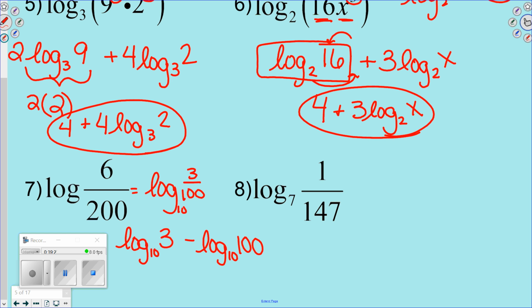The first one I'm asking, 10 to what power is 3? I can't do anything with that. But the second one, 10 to what power is 100? That's 2. So log base 10 of 3 minus 2. It'd be atrocious to try to type in. It'd be a lot. So once you get it out, it's about the whole thing. I can't always do it, but we always check.